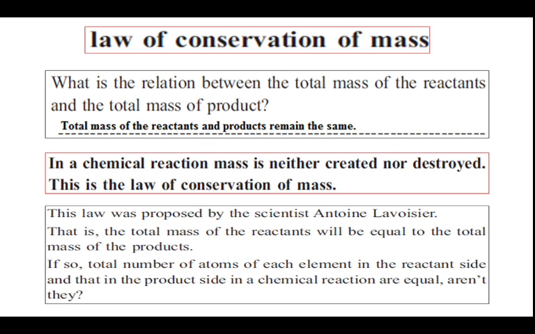That is, the total mass of reactants will be equal to the total mass of products. If so, the total number of atoms of each element in the reactant side and that in the product side in a chemical reaction are equal.